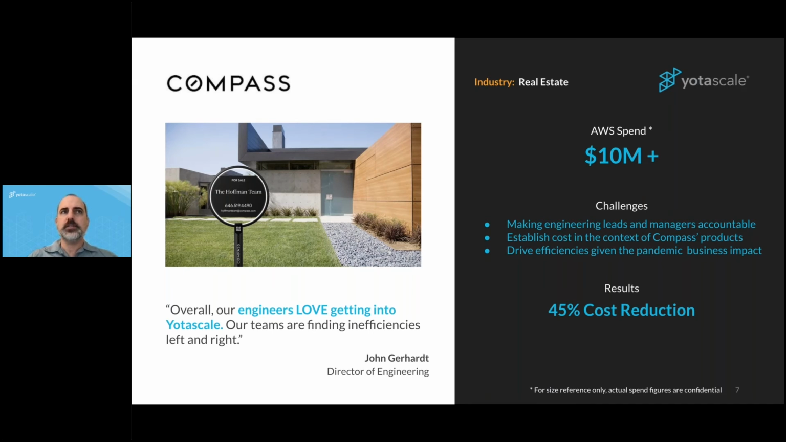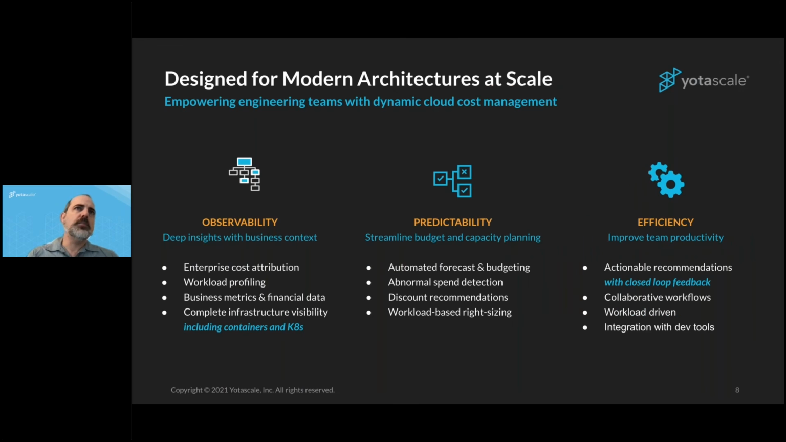Compass is a very large real estate company. Obviously, the pandemic had impact on their operations, and they needed to very quickly think about how they could bake this into their business model and find some efficiencies here. In their case, the result was an overall 45% cost reduction. So we were able to almost halve the costs of running their cloud footprint simply by pointing Yotascale at it.